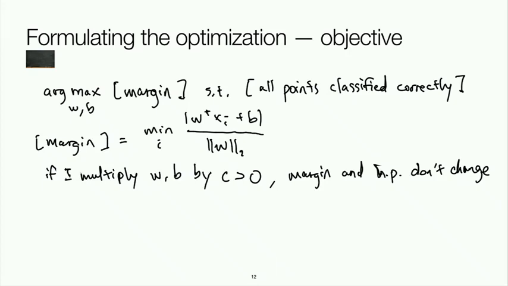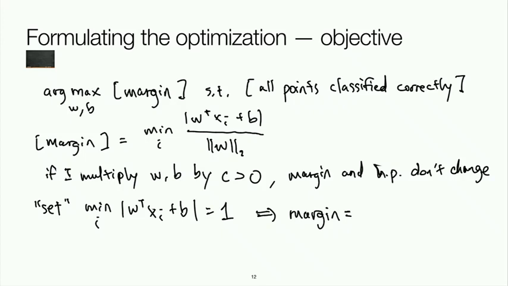So basically, I'm going to set the minimum over all my data points of W transpose Xi plus B. Notice here, no denominator. What I'm basically doing is setting the numerator to some fixed value, which is going to make things a little bit simpler. And the simplest value that I can think of is 1. If I do this, then my margin becomes 1 over the 2 norm of W. So I got rid of this whole min over i business.